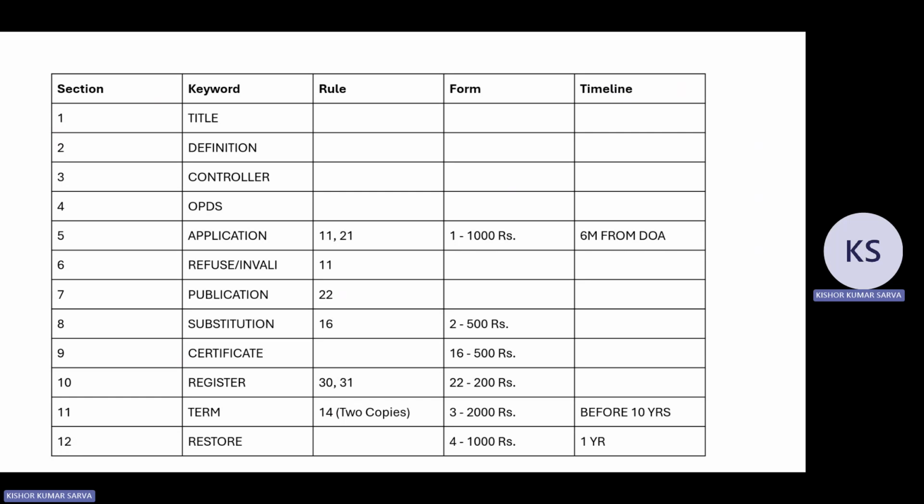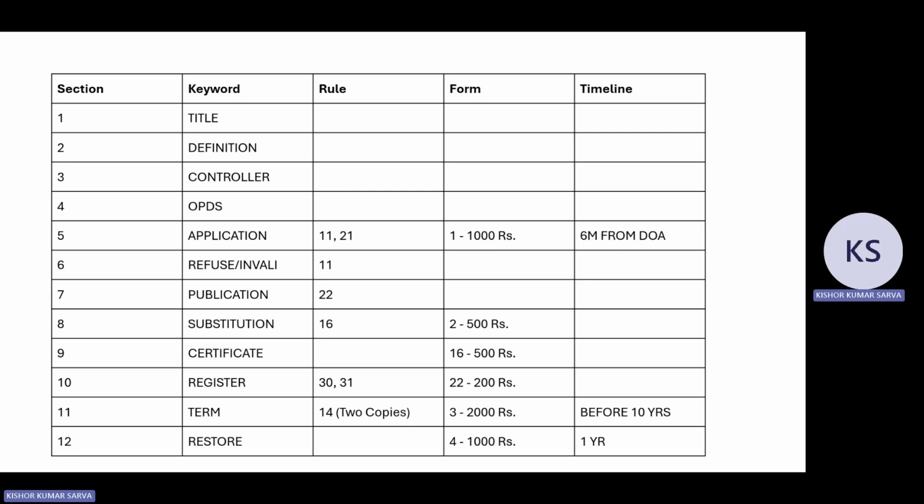But how will they send it? They will send it in a sealed document. They will post it. Okay. Form 16 also has 500 rupees that you have to pay for getting the certificate. Okay. Here the applicable rules are 30 and 31.